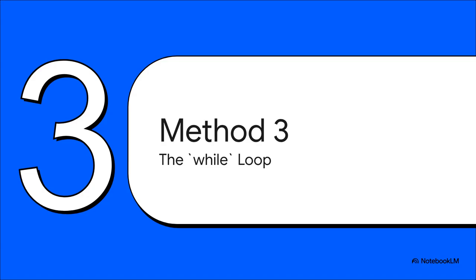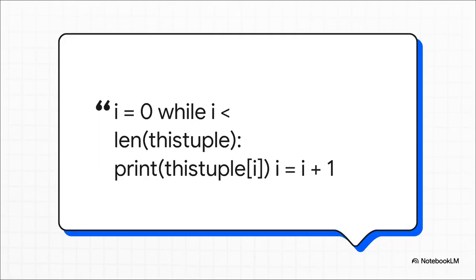All right, on to our third and final method, the while loop. The best way to think about this one is as the manual transmission of looping. It gives you the absolute most control, but it also means you're in charge of all the little details yourself. And you can see those manual steps right here in the code.